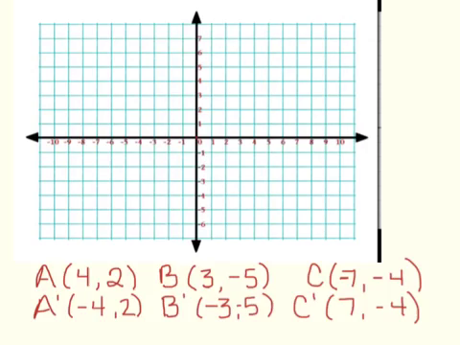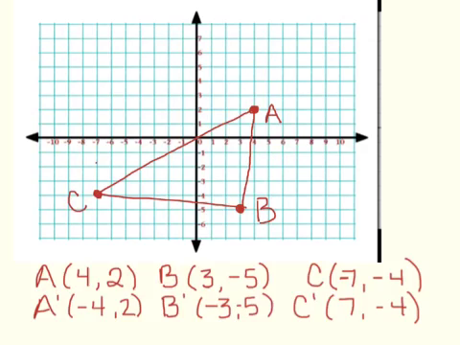So first I'm going to plot this first set. I'm going to plot A, B, and C. A is at 4, 2, which is right here. And it's really going to be helpful if you label your points as you graph them. B is at 3, -5. I totally made these points up, so hopefully this turns out okay. And then -7, -4, is over here. Okay, so that's my original figure.